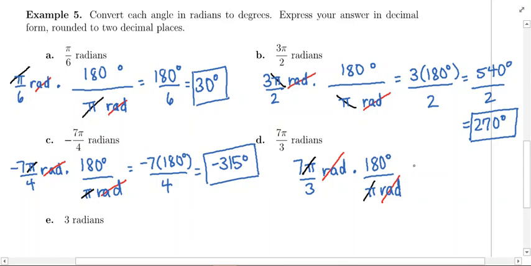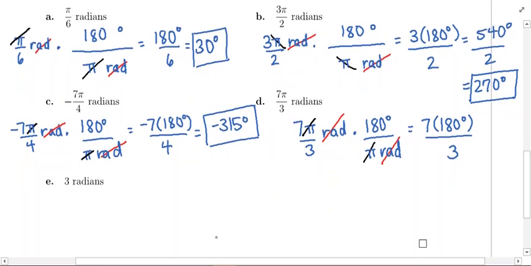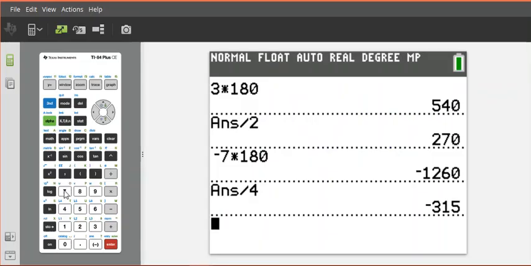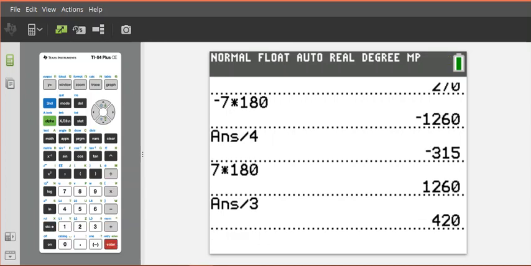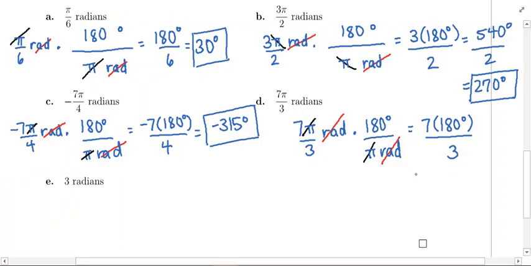Multiply your fractions across the top and across the bottom. This is going to give us 7 times 180 degrees divided by 3. So it's very similar to the last problem. Let's go figure this out. 7 times 180 divided by 3 is going to be 420 degrees. So 7 pi over 3 radians is equivalent to 420 degrees.